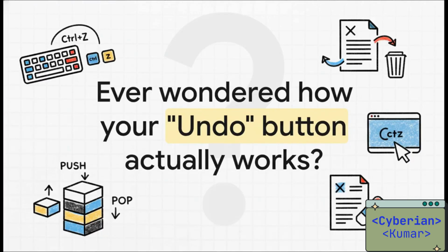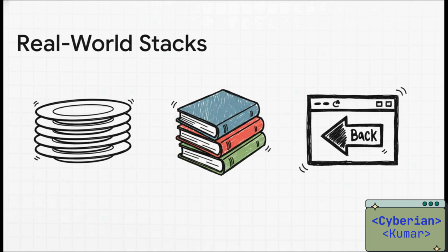You type a whole paragraph, delete a file by accident, make some kind of mistake, and boom, Control-Z, and it's like it never even happened. It's wild. How in the world does your computer know what your last action was and how to reverse it? Well, the secret isn't some crazy, complicated algorithm. Believe it or not, it's an idea you already know from your everyday life.